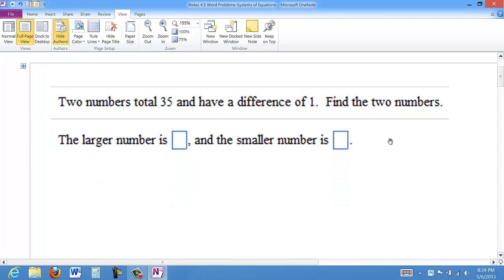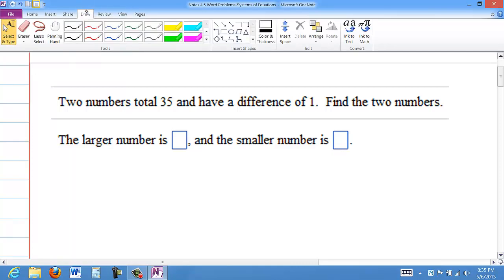Two numbers total 35 and have a difference of 1. Find the two numbers. So first we need to identify our two numbers, our variables. So we have a larger number and a smaller number, it says. So I'm going to need to assign my two variables. I'm going to have an x and a y. For x, I can go ahead and make that the smaller number. It doesn't really matter. And y, I'll make the larger number. So now I have identified my variables.